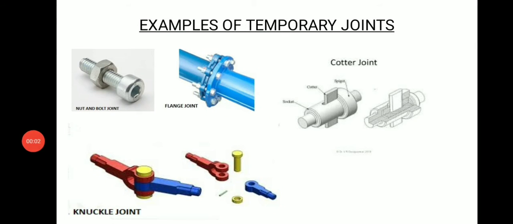Good morning, students. To have a better idea on temporary joint, semi-permanent joint and permanent joint, here you can see the practical examples which are used in our day-to-day life. So, the examples of temporary joints are nut and bolt joint, flange joint, quarter joint and knuckle joint. You can see all these joints can easily be disassembled and can be reused as many times as you can and in as many different places.